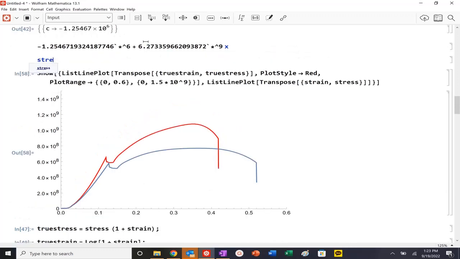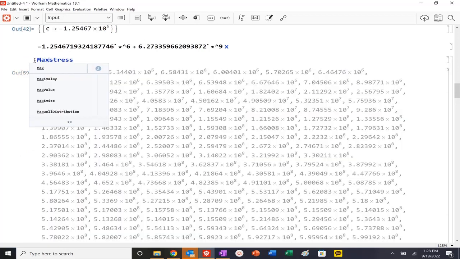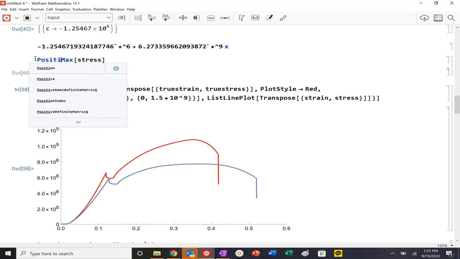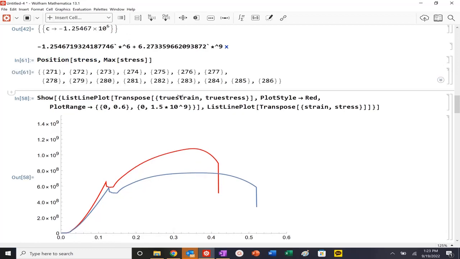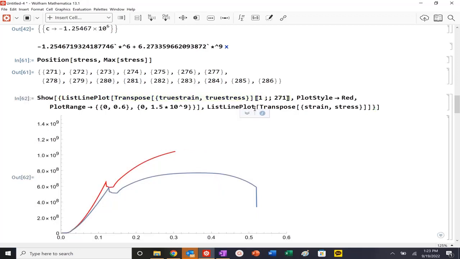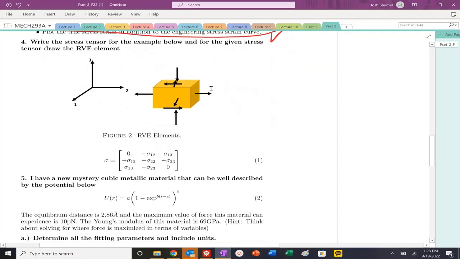But one of the things that we should appreciate is that this expression only holds up until my ultimate tensile strength. So I want to find the position where my ultimate tensile strength exists. I can only plot this from the first value up until 271. So that's where this expression is actually true. Once you start to neck, that expression breaks down, so we can no longer use that.